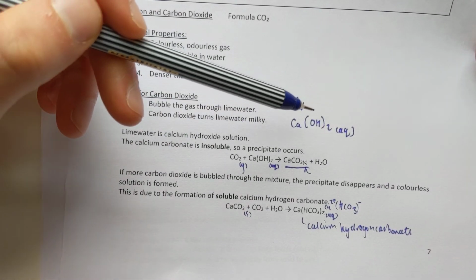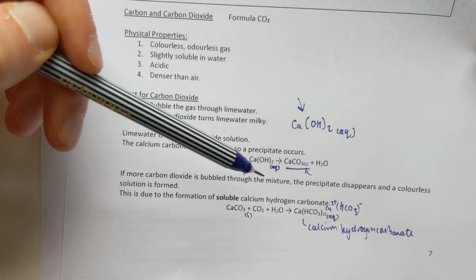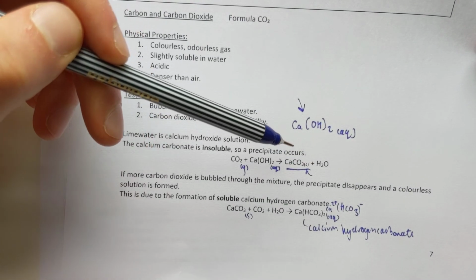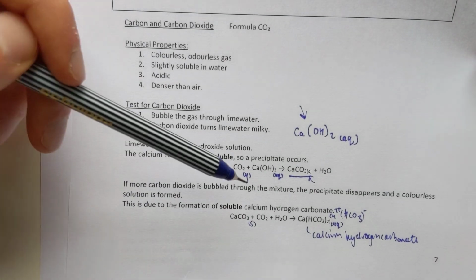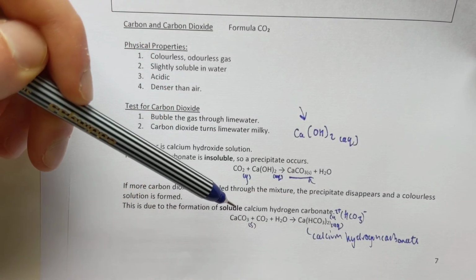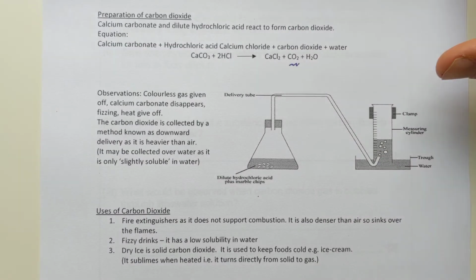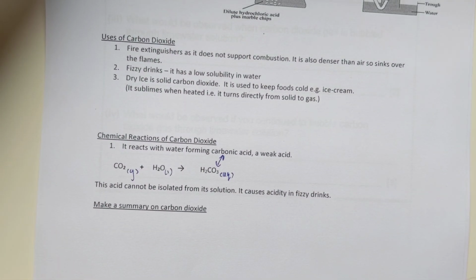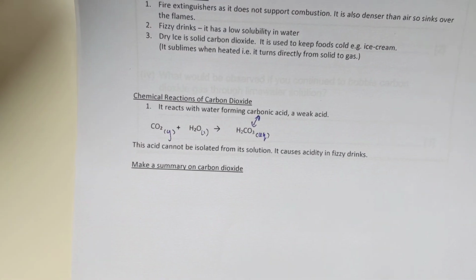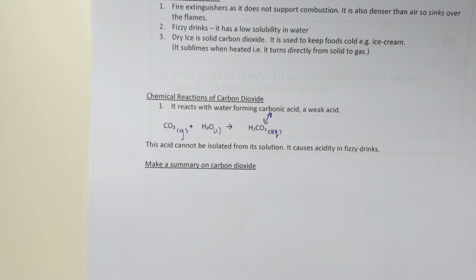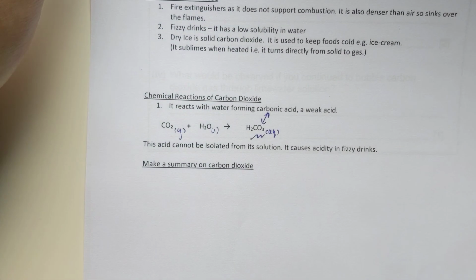Lime water is calcium hydroxide, Ca(OH)2. The first reaction that turns it cloudy is you making calcium carbonate, which is solid, but we've since learned that if you keep on bubbling through the carbon dioxide, it goes back to being colourless because the calcium carbonate turns into calcium hydrogen carbonate. The final thing is uses: fire extinguishers, fizzy drinks and dry ice as a coolant. And the final thing is when you dissolve carbon dioxide in water, you make carbonic acid. Just need to know the specific formula for that, H2CO3.